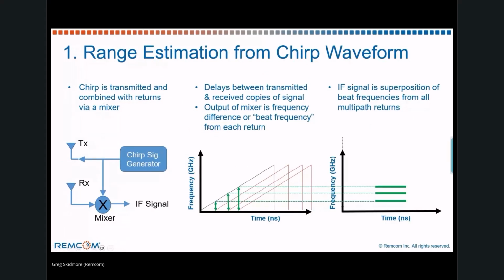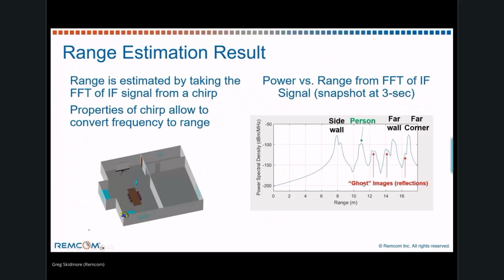So the first step is the range estimation, and that basically is going to combine the returns with a reference version of the chirp signal through a mixer. And what that's essentially doing is capturing the delays by generating beat frequencies between the transmitted reference chirp and the received chirps. Those can then be FFT'd. The results of the FFT can be converted from frequency to a range, and you can generate a power spectral density versus range type of plot like we show here.